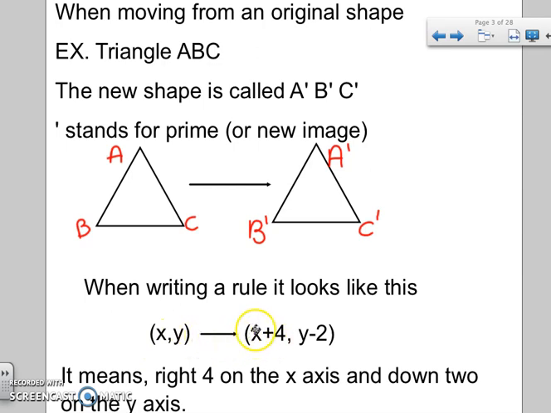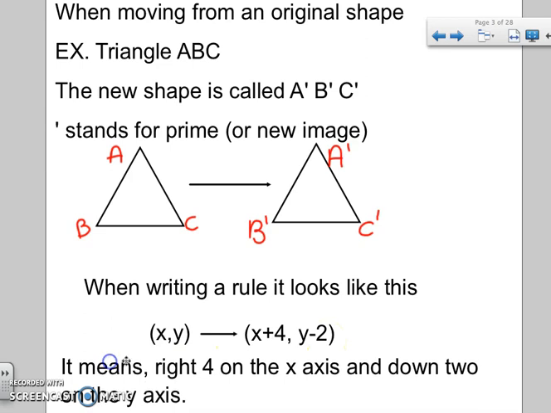So then you're going to say either x plus or minus a 4, and then a y plus or minus a 2. So what it means is if you go right, that's going to be positive. Okay? So if you're going right, it's positive. And then this is saying go a negative direction, which is going to mean down in that case. Okay? So again, the x-axis goes from left to right. So if it says x plus 4, that means take your shape and move it to the right 4.